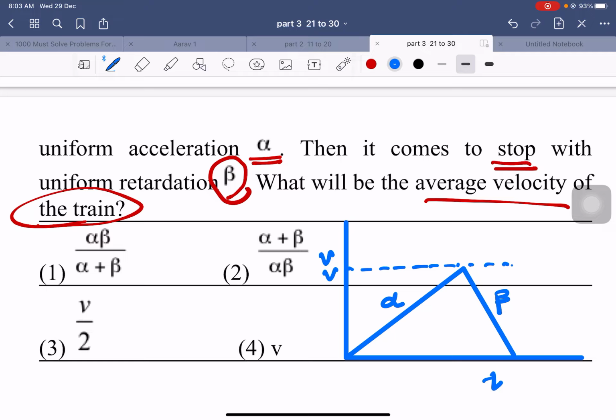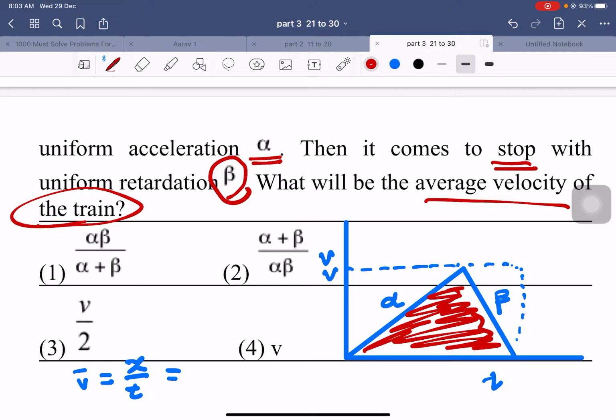Correct? Now average velocity is equal to total distance by time taken. What is the distance? Area under the VT curve is distance. Means we have to find out this area. So this area is exactly half of this area. Mathematically we can prove it.